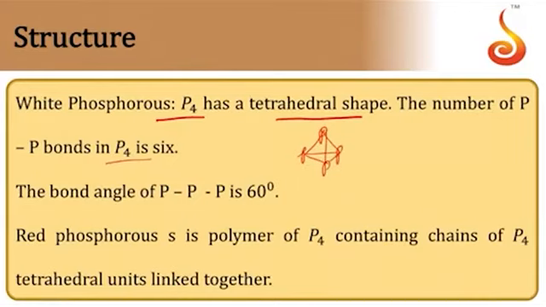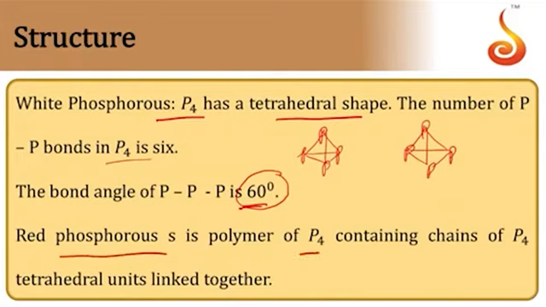Atoms are 4, another unit. All of them are individual discrete units present with a bond angle of 60 degrees. Because of this bond angle of 60 degrees, the molecule has bond angle strain and therefore white phosphorus is highly reactive in nature.